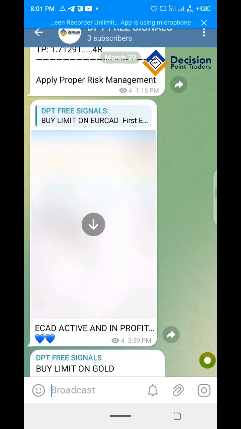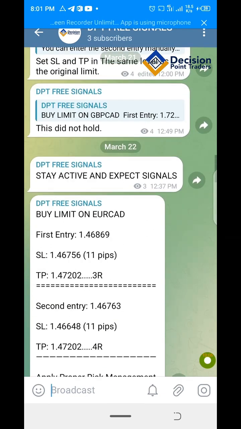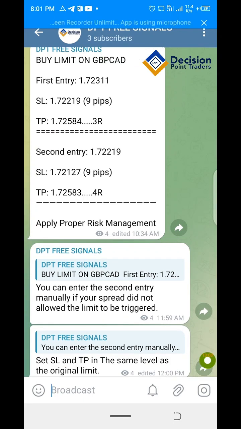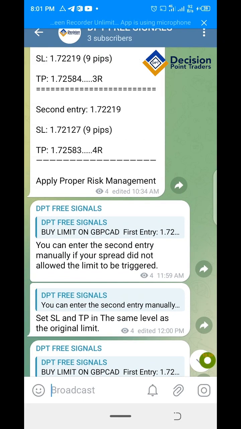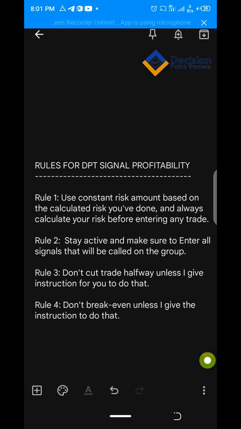So that is how to remain profitable. That's how to remain profitable on this signal group. So that's all I have to say. Let me go back to the rules so that you can see it once again. All right.